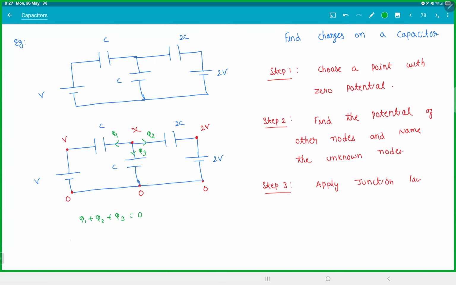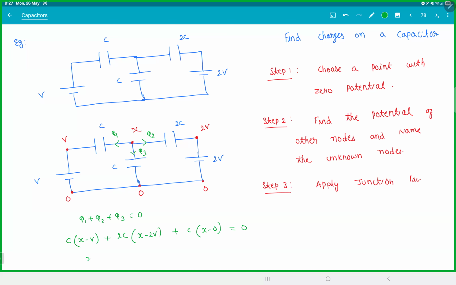So what is Q1? Capacitance into potential difference. X is greater than V, so X minus V. Q2 is 2C, charge is going from X to V, so X minus 2V. Q3 is capacitance into X minus 0. Is that making sense, everyone? Capacitance into potential difference is charge.